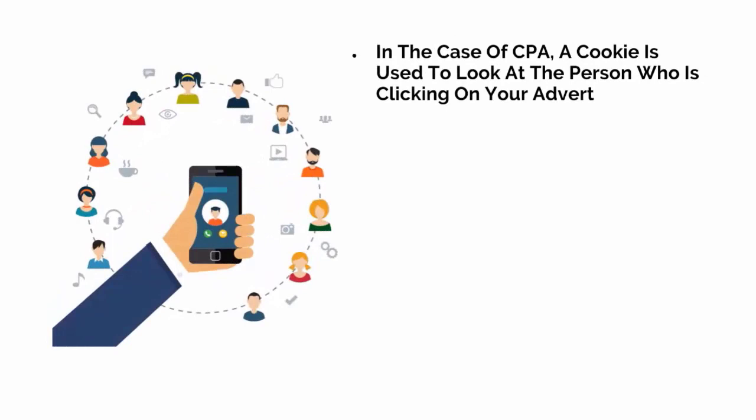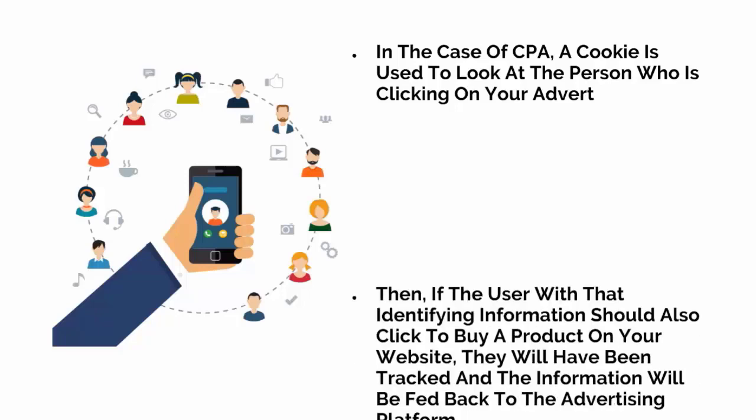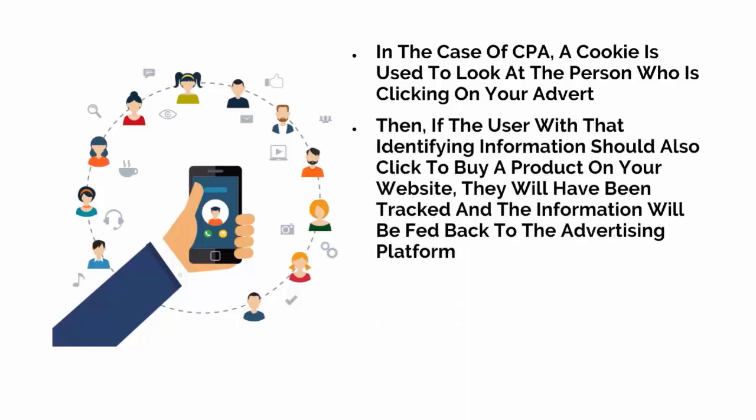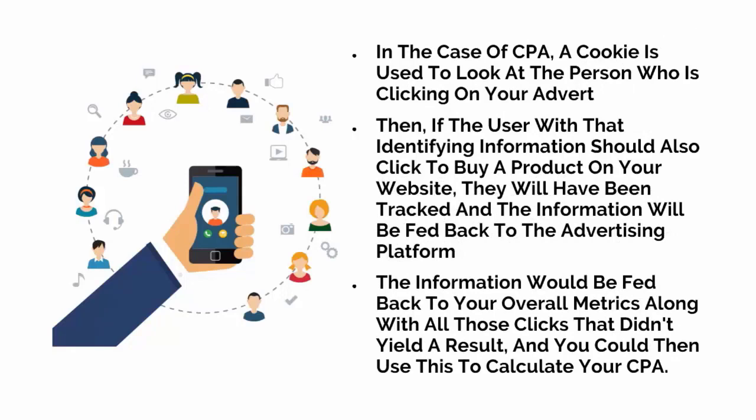In the case of CPA, a cookie is used to look at the person who's clicking on your advert. Then, if the user with that identifying information should also try to buy a product on your website, they will have been tracked and the information will be fed back to the advertising platform. In a scenario where you only paid for each acquisition, you would then pay for those clicks only. More likely, the information will be fed back to your overall metrics along with those clicks that didn't yield a result, and you could then use this to calculate your CPA.